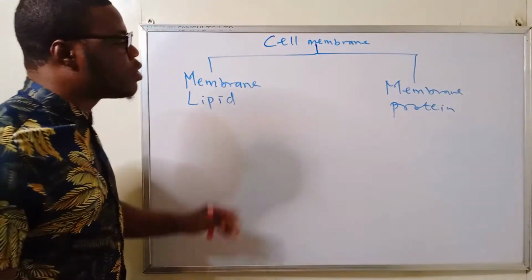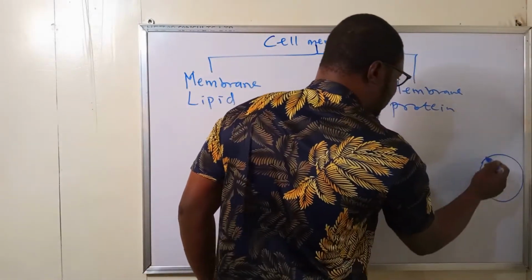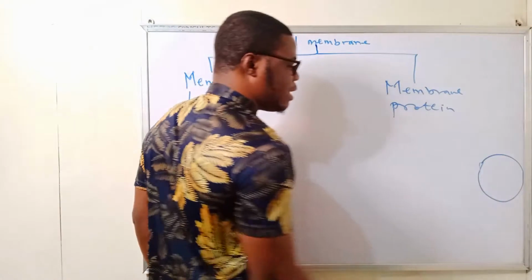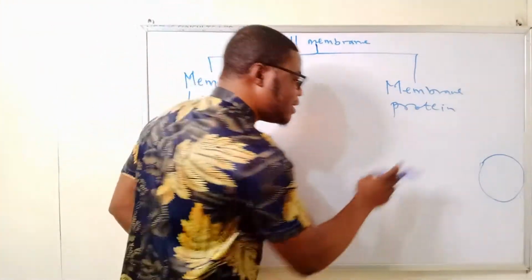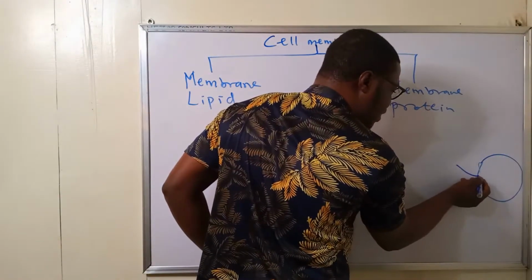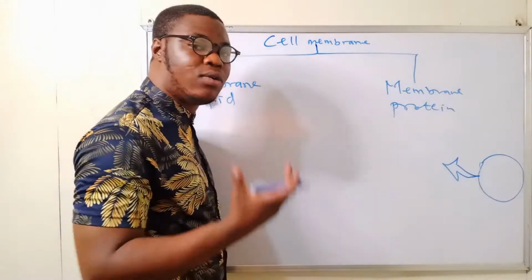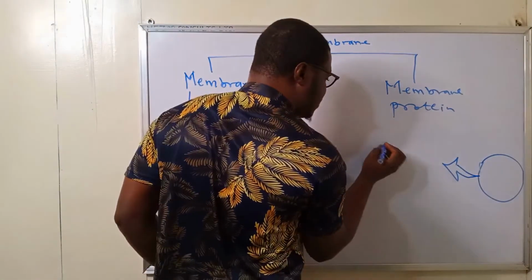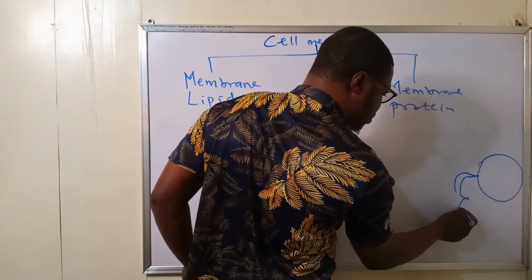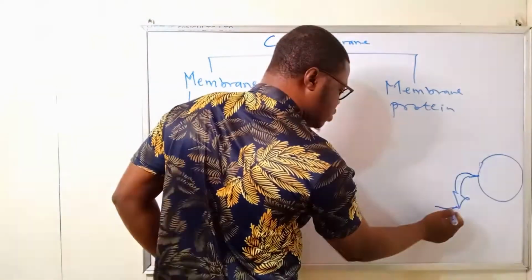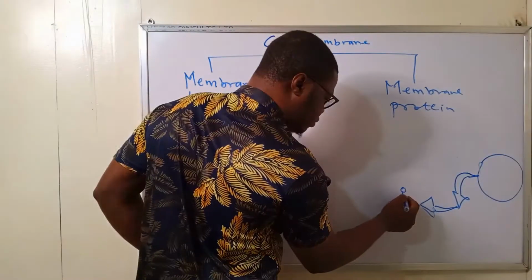Before that, let me quickly open your eyes to something right here. We said if we have a cell like this, this thin line outside is the cell membrane, right? But looking under a microscope, if you are checking this line, it is more than what you are just seeing. So if we magnify it, we make it bolder under the microscope, we are going to get something of this nature. So let me do it this way.